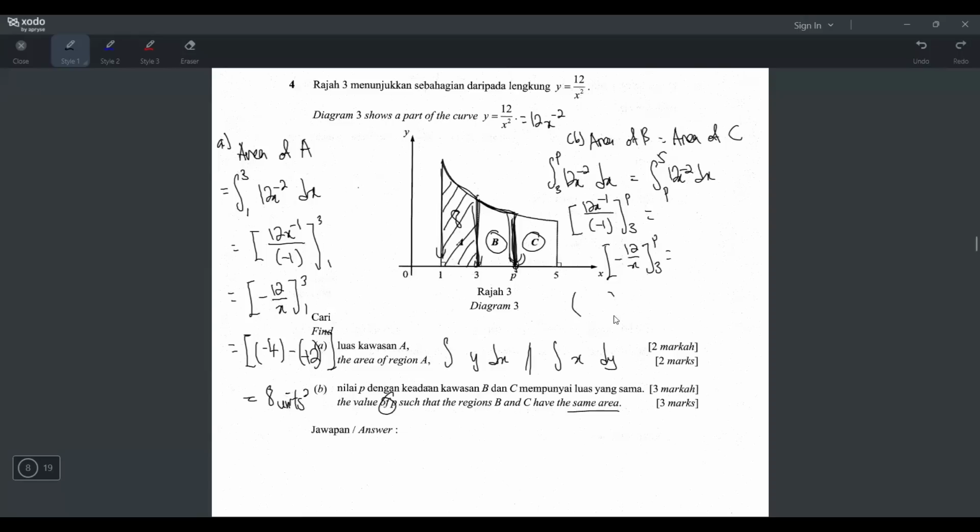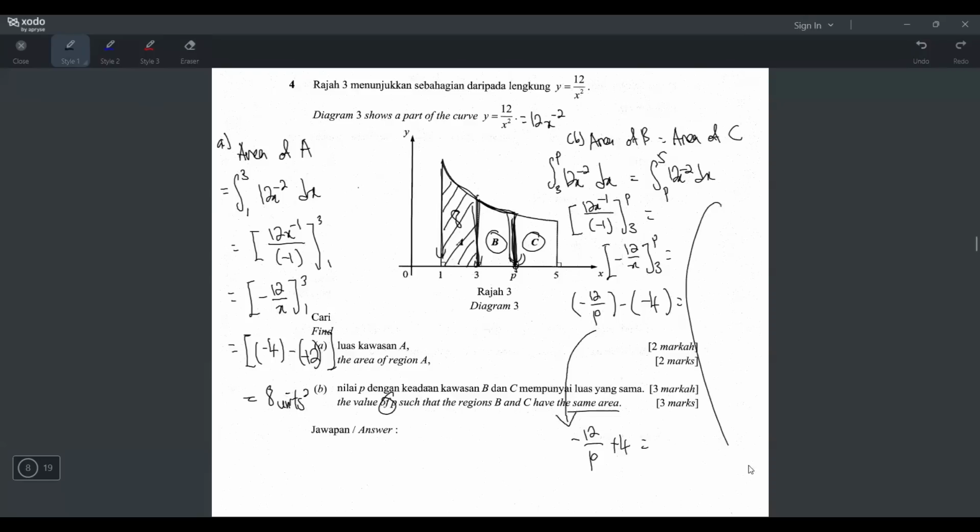Okay, when you sub P, you will get something. When you sub 3, you get something. And then you have to minus, right? Okay, what happens when you sub P? Negative 12 over P. When you sub 3, negative 12 over 3 is negative 4, right? And then minus negative 4, it becomes plus 4. So negative 12 over P plus 4. Okay, so let me erase this.